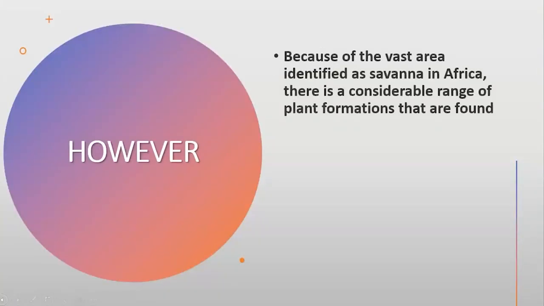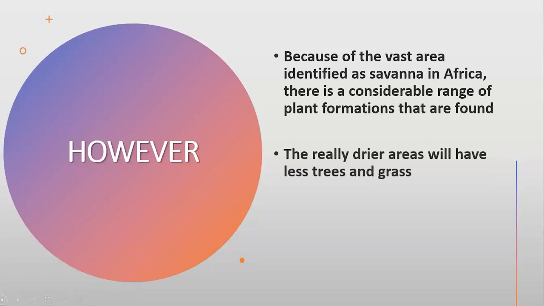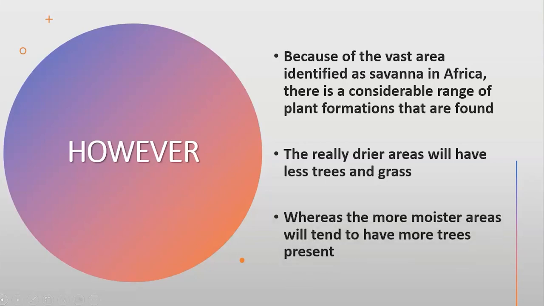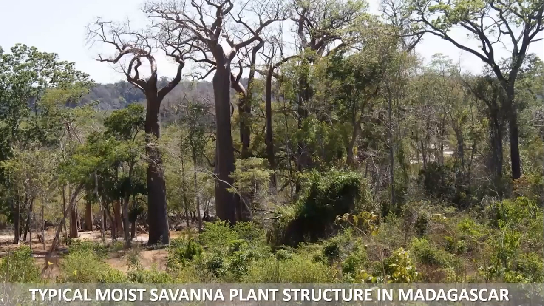However, what is extremely important, as I have shown you, is that the vast area identified as savanna in Africa, covering 5,000 kilometers from north to south, and then 16,000 kilometers in its widest portion in North Africa, one would expect a considerable difference in the range of plant formations that are found, because you're going to get slightly different climatic conditions. So the areas that are really dry will have fewer trees and grass, whereas the moister areas will tend to have more trees present. So I want to just take you through a few pictures that I've taken in my movement through Africa.